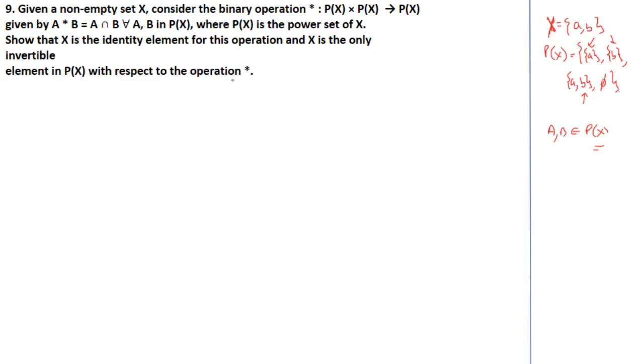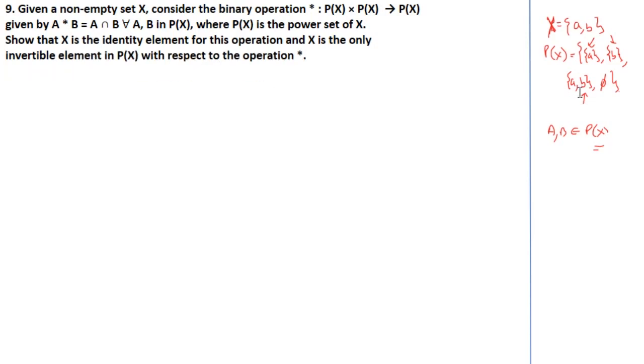Okay, now let us start this. So we start with the given data. It is star, it is from P(X) cross P(X) to P(X), because every binary operation is defined in this format, defined as A star B is equal to A intersection B for all A, B belonging to P(X). Alright, I hope you get that.